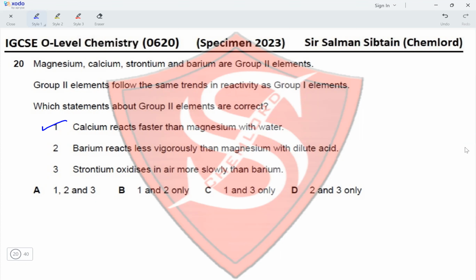Statement 2, barium reacts less vigorously than magnesium with dilute acid. No, barium is found below magnesium, so barium would react more vigorously with dilute acid. This statement is incorrect. 3, strontium oxidizes in air more slowly than barium. Yes, strontium is above barium in group 2. Barium would oxidize in air more quickly than strontium. Thus, strontium oxidizes in air more slowly than barium. This statement is correct, making option C the correct option for this question.